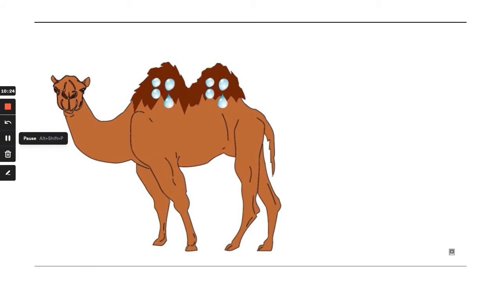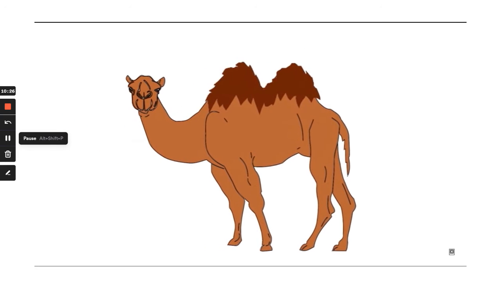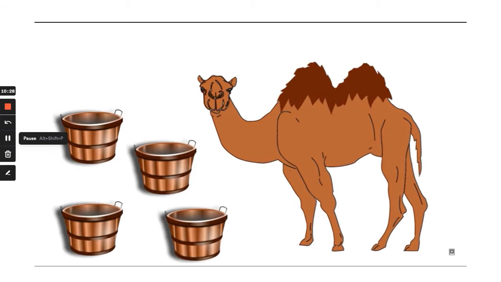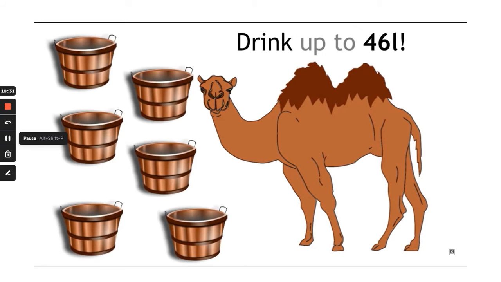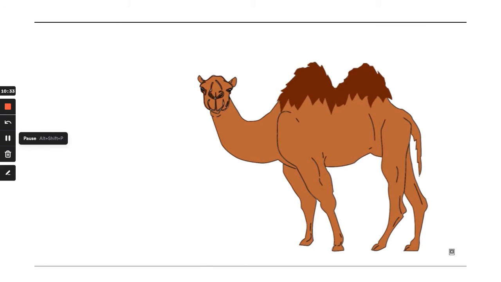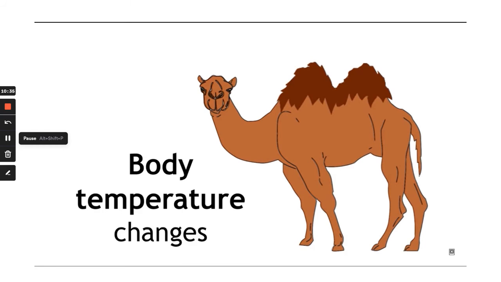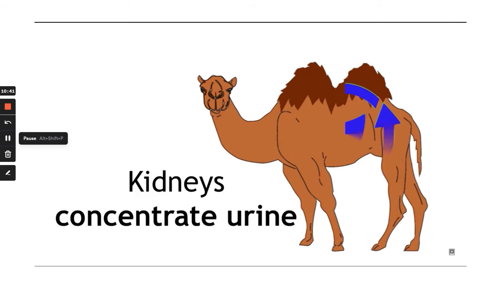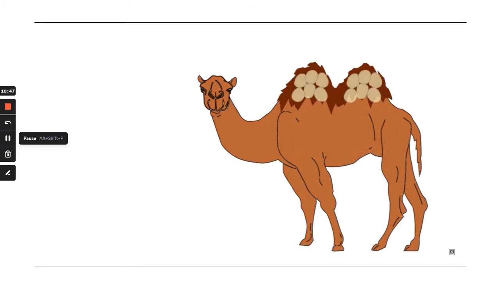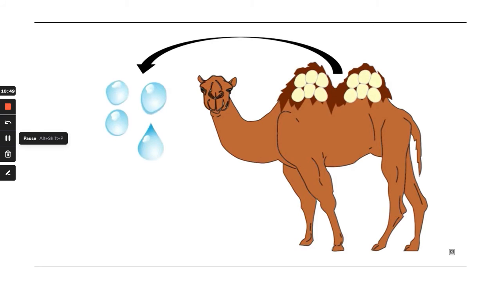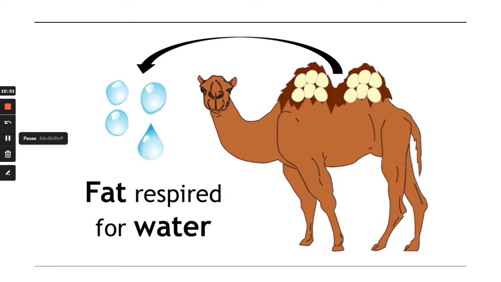But camels have adapted to tolerate body temperatures of up to 42 degrees Celsius. It's actually a myth that camels can store water in their humps, but they can go for a very long time without drinking water, and they can drink up to 46 litres in one session. They lose very little water through perspiration because their body's temperature changes throughout the day, so there is no need to perspire. They also lose very little through urination because their kidneys concentrate urine. Their hump is actually a fat store, which can be respired to release water, and this allows them to go a long time without food, which is scarce.